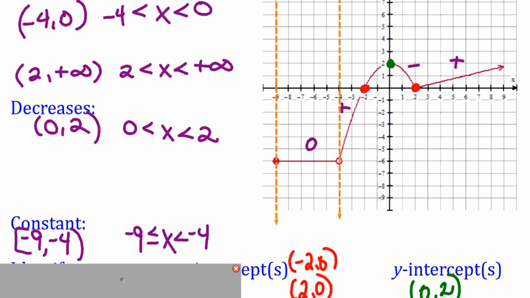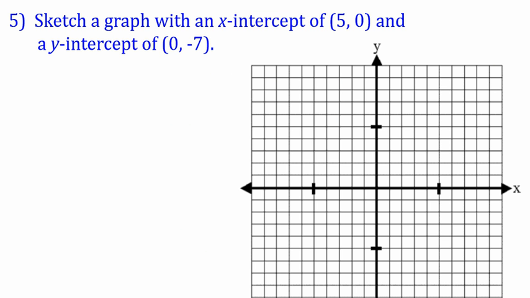So for these examples so far, we've been given the graphs and the tables to talk about the intervals, but could I ask you to make a graph based on the given information that has to happen over a certain interval? So if we look at this description here, it says sketch a graph with an x-intercept of 5, 0 and a y-intercept of 0, -7. So could you make a graph that meets those requirements?